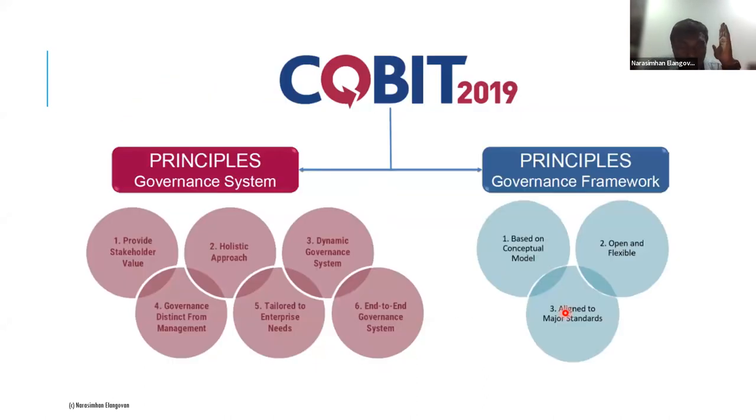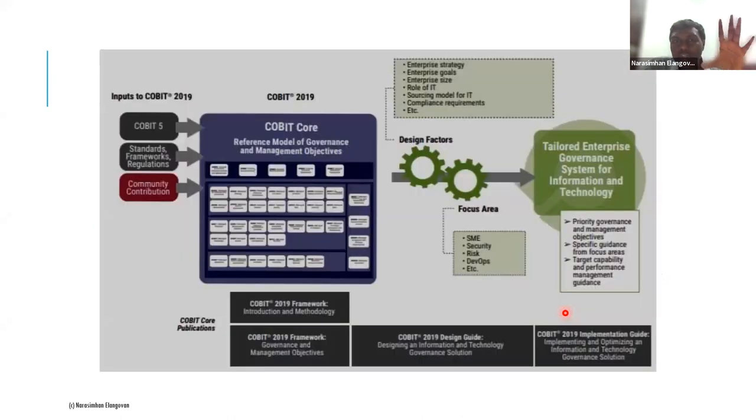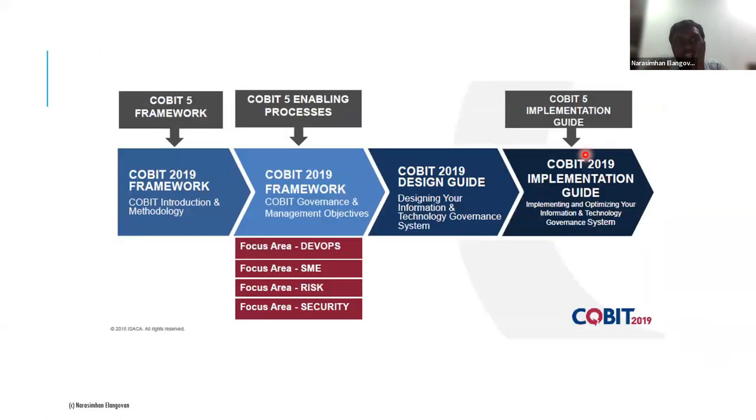It's not that whatever you see in COBIT 2019 is applicable only for the new syllabus, right? And this is basically in terms of execution: understanding the enterprise, understanding the scope, defining the system and concluding. And this is what is called the COBIT core model, which took inputs from COBIT 5. COBIT core was basically these 4 processes which you see. There is something called design factors, based on which you can tailor or make your enterprise governance system. And this is how the entire setup works.